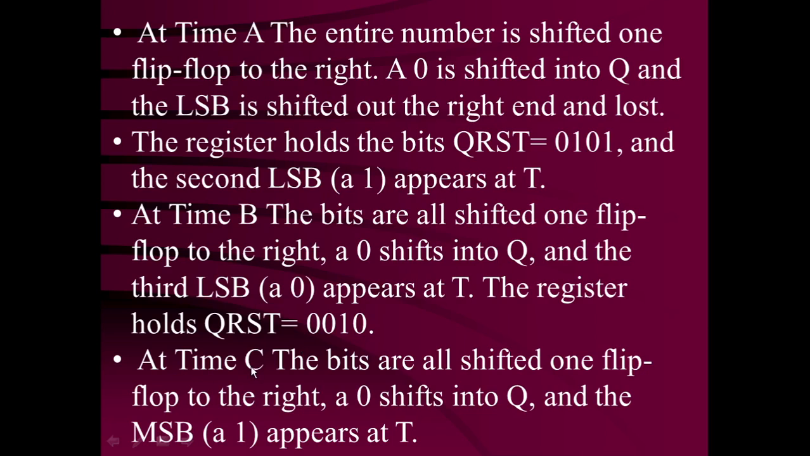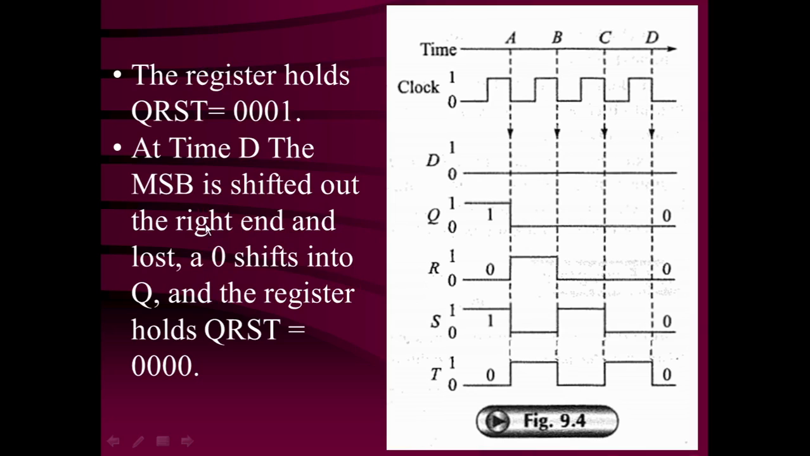At time C, the bits are all shifted one flip-flop to the right, and again one more 0 is entered into the flip-flop Q. 0 shifts into the flip-flop Q, and the MSB, the fourth bit, which was 1, appears at T. The third LSB, which was 0, has come out of the shift register and is lost. So the register now holds QRST equal to 0000.